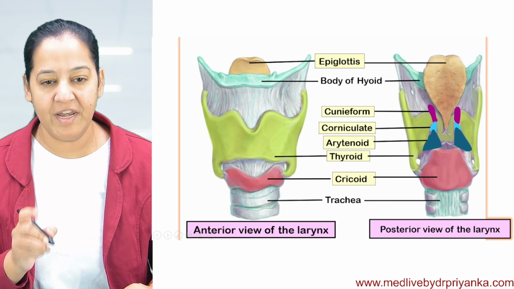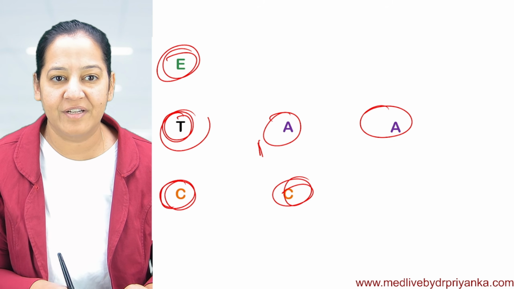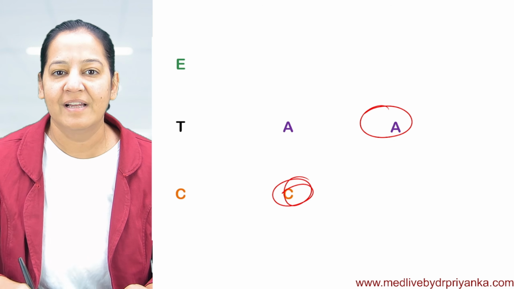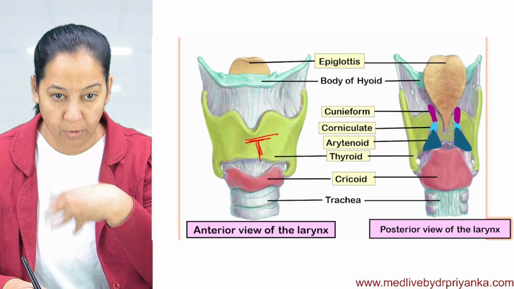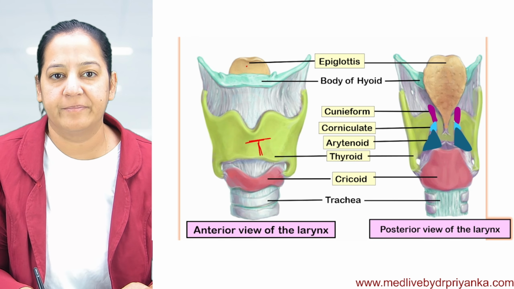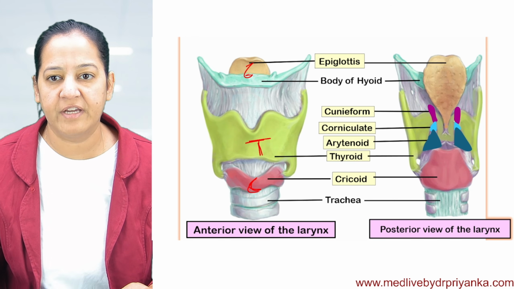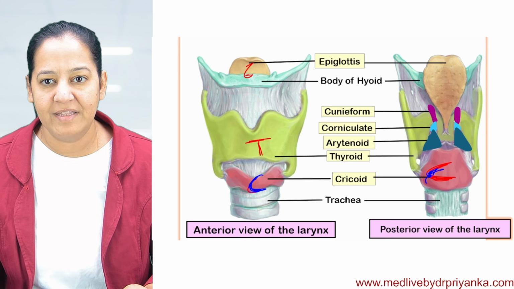You can appreciate the same over here again. You can see the thyroid at the center. Above the thyroid, the epiglottis. Below the thyroid, there is the cricoid, the front of the cricoid, the back of the cricoid. Can you see below the thyroid, the front of the cricoid, the back of the cricoid?